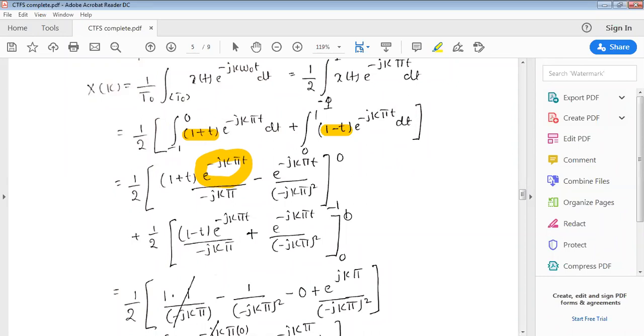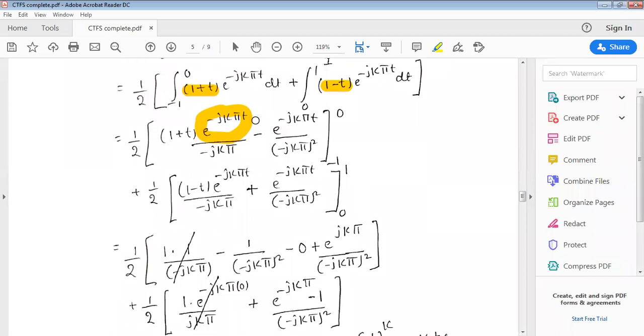Are you able to follow this one? Any doubt here? Okay. Now I'm just putting the limits. So put t equal to 0 here. When you put t equal to 0, what will happen? This value will give you 1, so 1 plus 0. So totally it is 1 by minus jk pi, minus, when you give t equal to 0 here, this function will give you 1. So minus 1 by minus jk pi whole square.